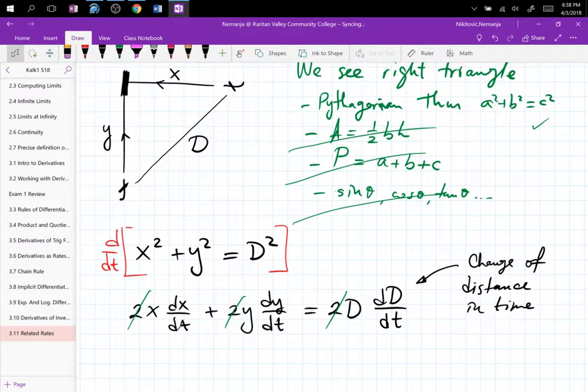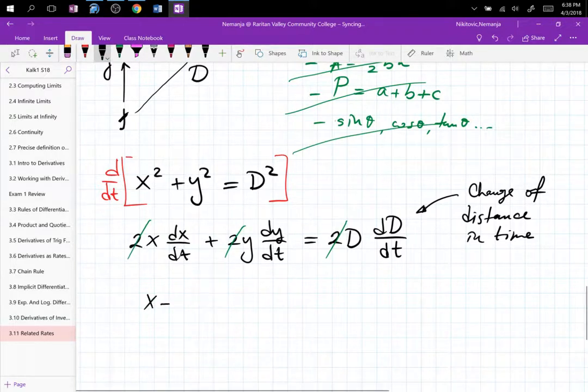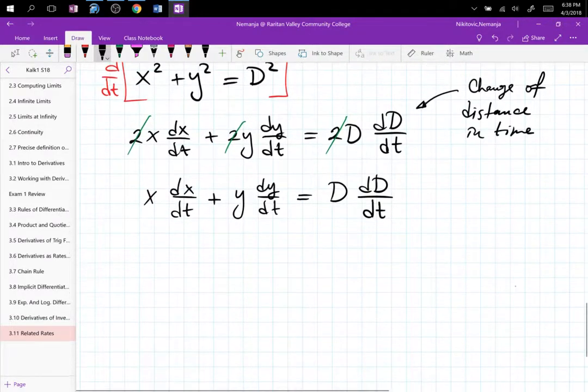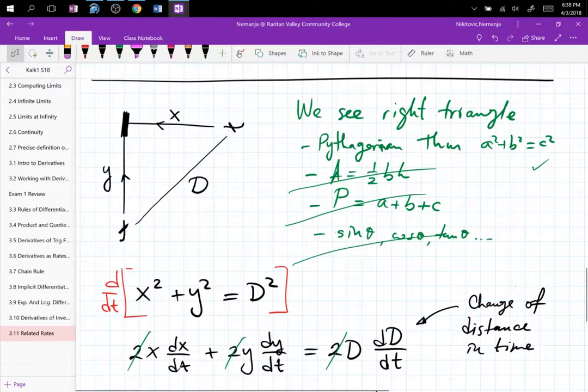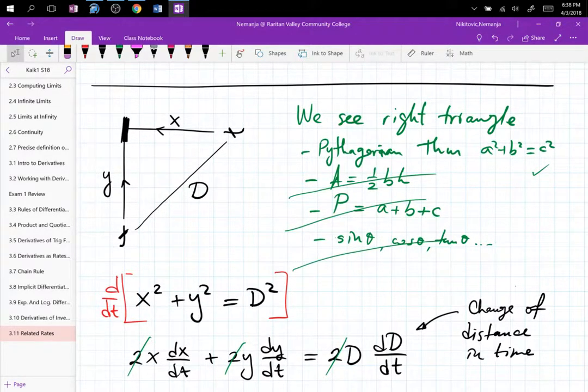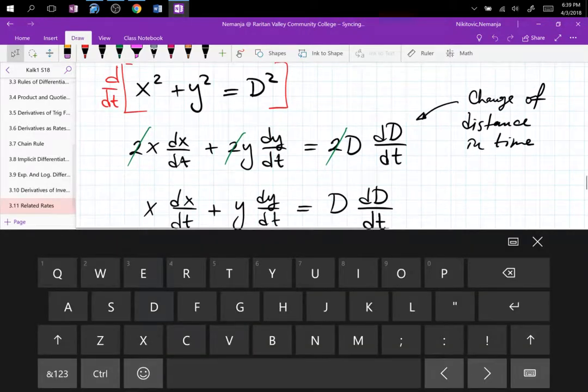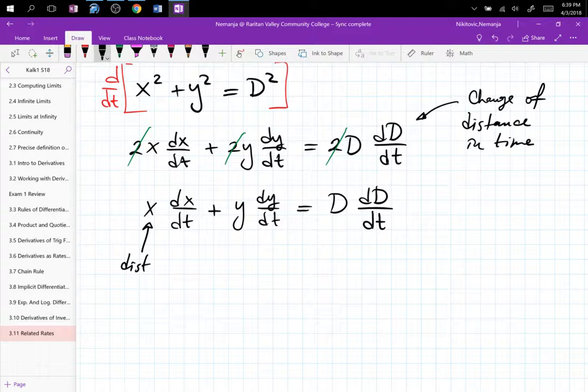Now let's dissect this formula. I'll write the formula one more time so we have it clean. x dx/dt plus y dy/dt equals D dD/dt. There we go. Good. I want to know what these things are. This is applied problem. Every single variable has to mean something. Great. Talk to me. What's x? It's the distance. X is the physical distance of the plane, the first plane, right? So that's the distance in x direction.